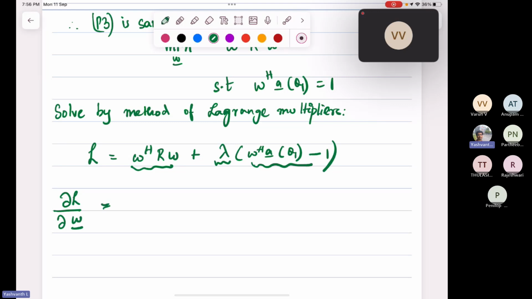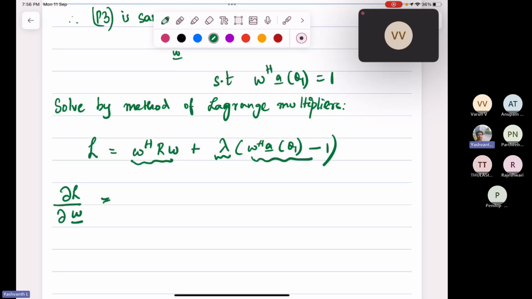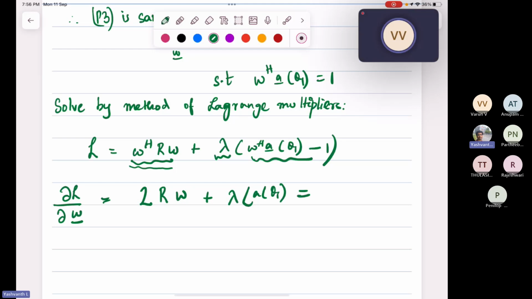Now, the last time I told how to take gradients and all those things. Can anyone tell me what is the gradient of this W Hermitian RW? It's just 2RW, not 2WR. It's RW. Now, here it is lambda times, what is this? Just A of theta. And this should be equal to 0, because that's what our gradient should be equal to. That is our first order necessary condition for any optimization problem. Basically, differentiate equal to 0.